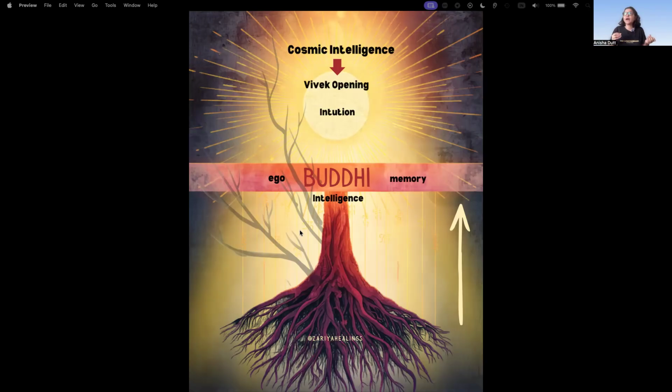And sometimes you do act, and that's when this other part comes in. Sometimes you act and then you regret, because some lower thoughts are getting executed by the buddhi. However, if you look at this diagram, you see this arrow going up. The way your buddhi works is that there is a portal on the top that's actually open, and that's your portal to cosmic intelligence. That's your Vivek opening.